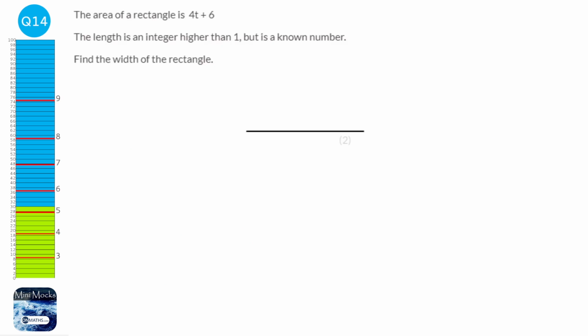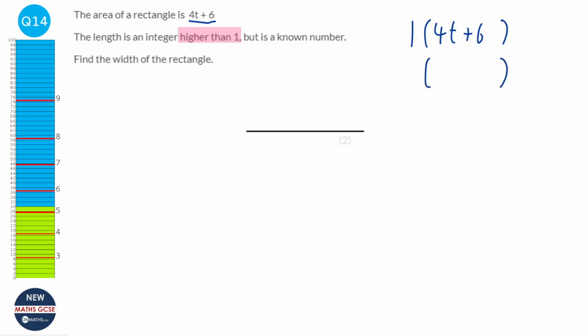So for this question, what we need to do is factorise 4t plus 6. Now factorise means put it into brackets. So if I try, I can actually put a 1 on the outside here. So 1 times 4t plus 6 is 4t plus 6, but the question clearly states that it is higher than 1. So we need to find another number that's higher than 1 to factorise this with. If we look at 4t and 6, well, they're both in the 2 times table. So I can put a 2 on the outside here. 2 times 2t is 4t, and 2 times 3 is 6.